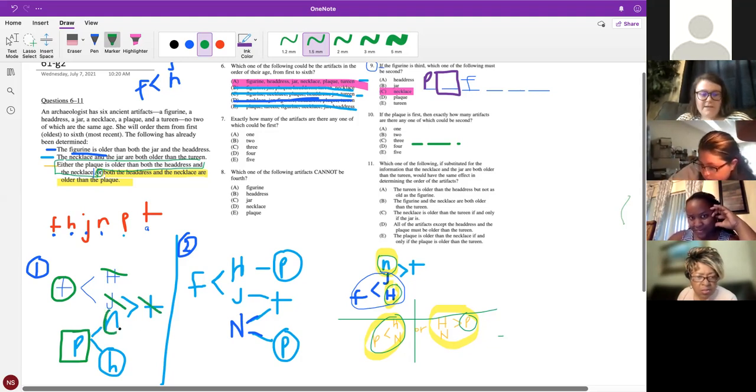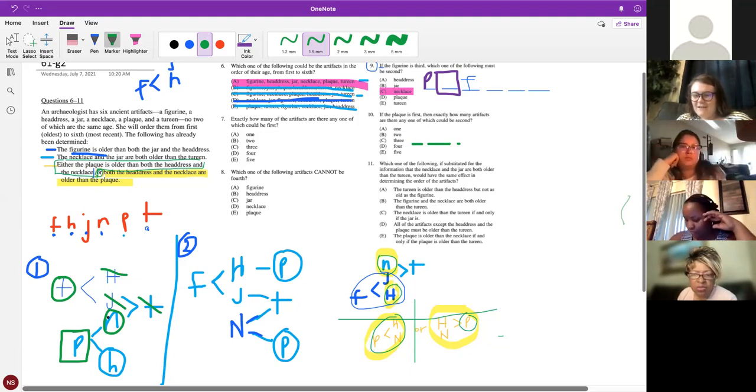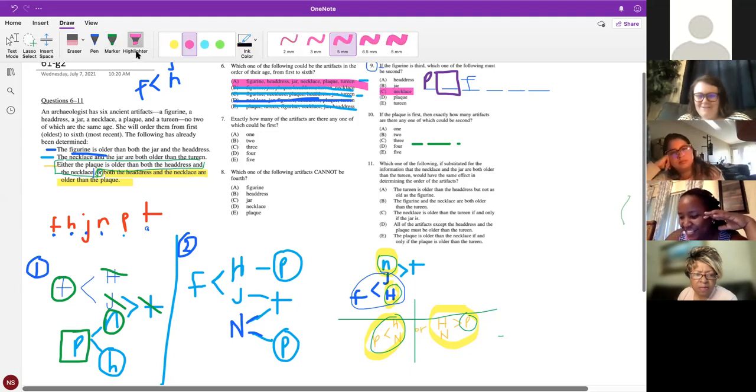So how many can be second then? Just 1. No, we have 2 circled. F and N, right? Oh yeah, sorry. Yes. Perfect. Okay, cool. You said yes. So do we see that's 2? Excellent.